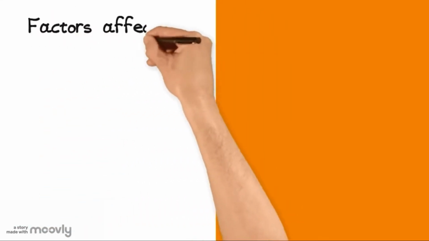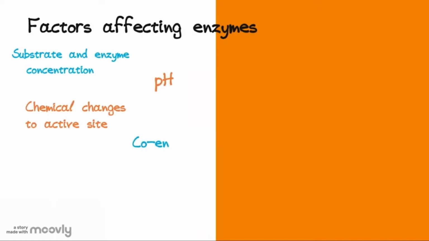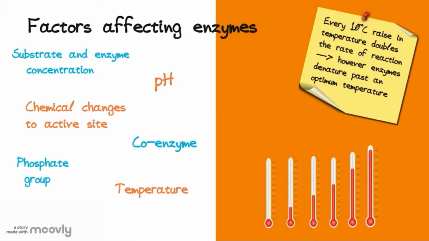Several factors influence the activity of enzymes, such as substrate and enzyme concentration, pH, chemical changes, coenzymes, the phosphate group, and temperature. These factors all enhance activity until an optimum point.